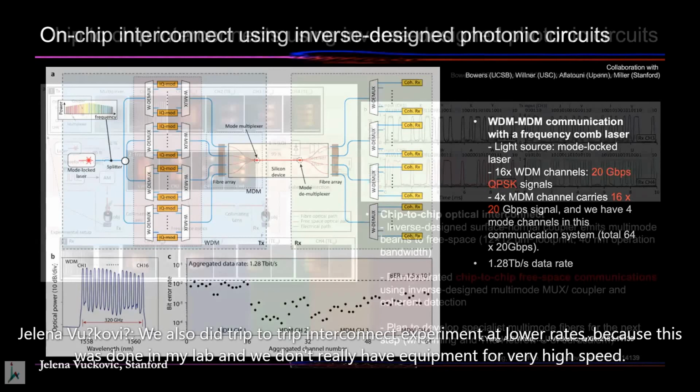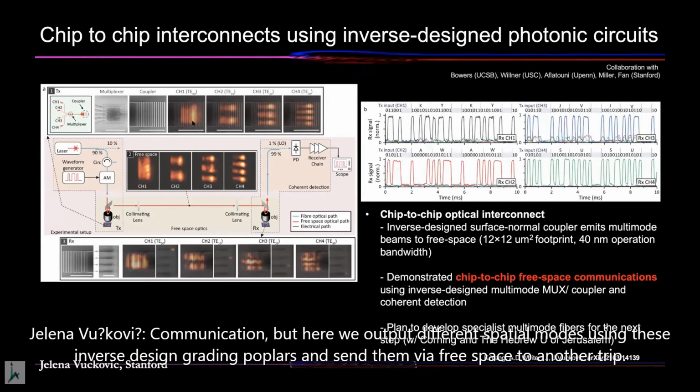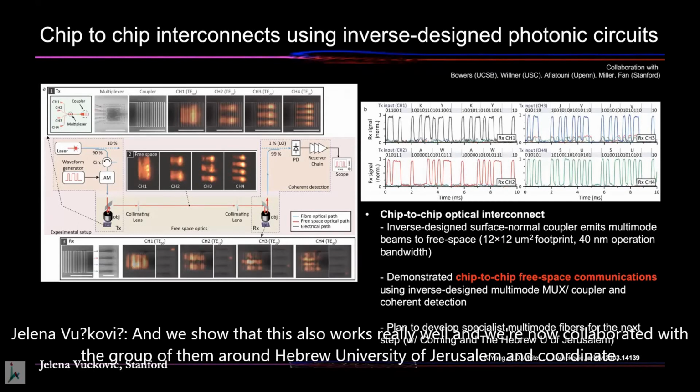We also did chip-to-chip interconnect experiment at lower rate because this was done in my lab and we don't really have equipment for very high speed communication. But here we output different spatial modes using these inverse design grating couplers and send them via free space to another chip. And we show that this also works really well.